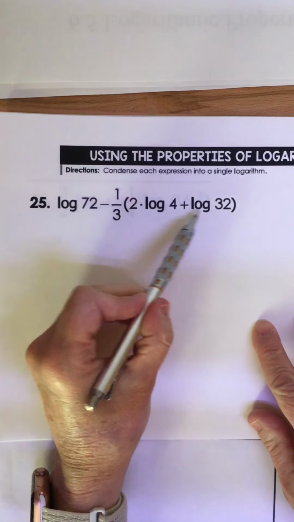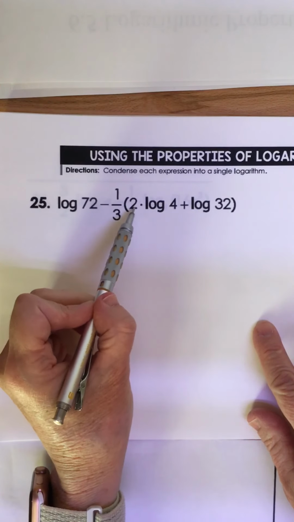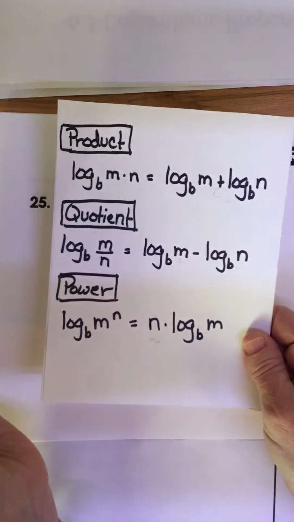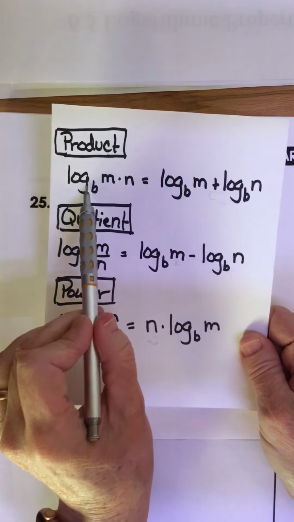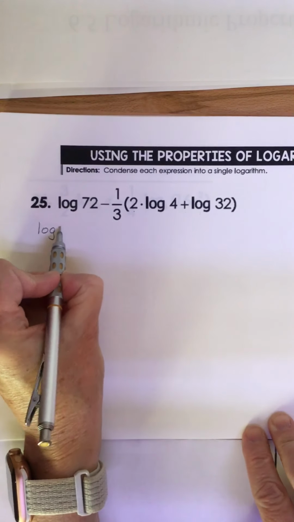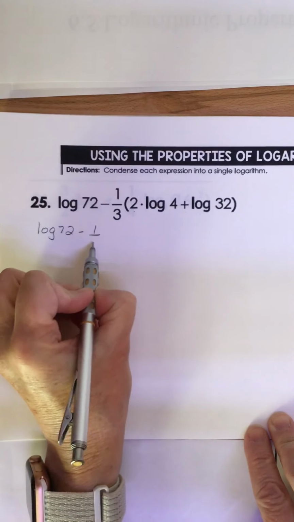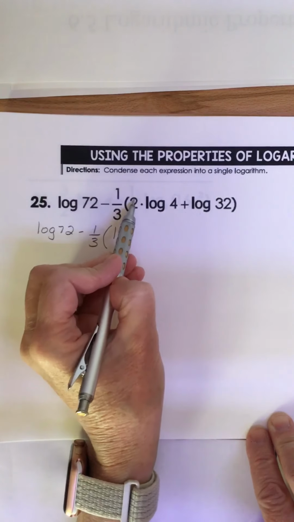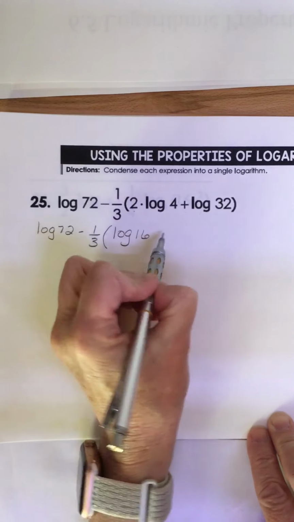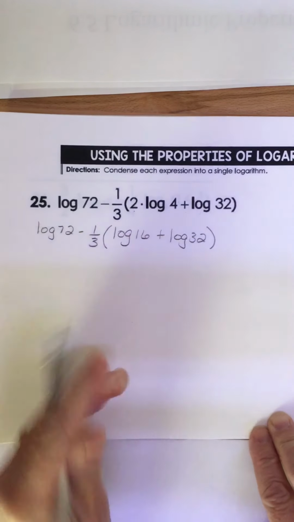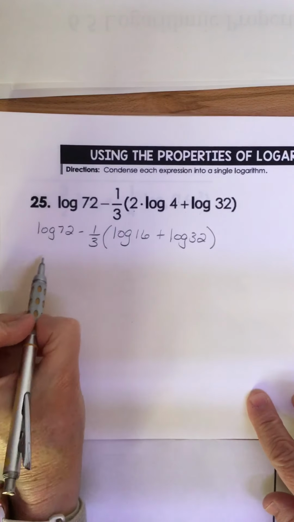Okay, so always work inside the parentheses first. We know that we're going to have to use the power rule right here. Since we're adding, we've got to use the product rule to condense. So we're going from here to here. So we've got log 72 minus 1/3 log, and then I'm just going to say 16 because I know that 4 squared equals 16, plus log 32. And so we end up having to multiply that.